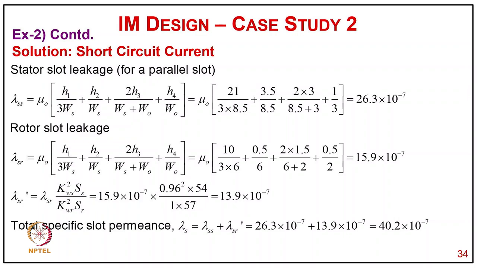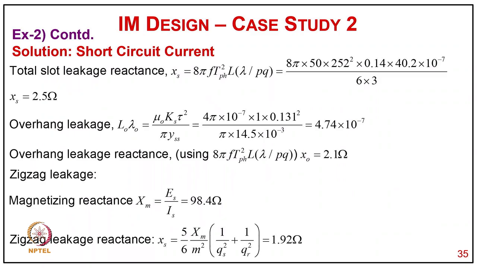And now coming to lambda SR dash, that's the permeance referred to stator. So lambda SR into K omega square into SS upon K square K omega square SR. So putting value, it comes 13.9 into 10 power minus 7. So total specific permeance referred to stator is lambda S equal to lambda SS plus lambda SR. Putting value, it comes 40.2 into 10 power minus 7. Now, total slot leakage reactance is X equal to 8 pi F T PH square L lambda upon PQ. So putting the value, it comes X equal to 2.5 ohm.